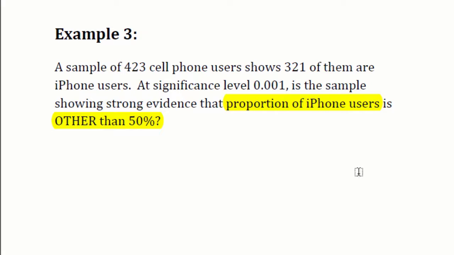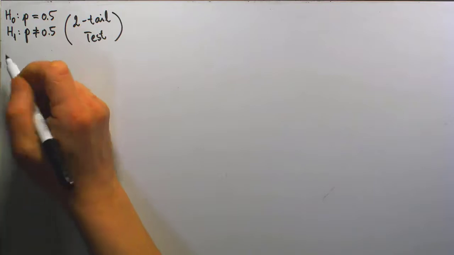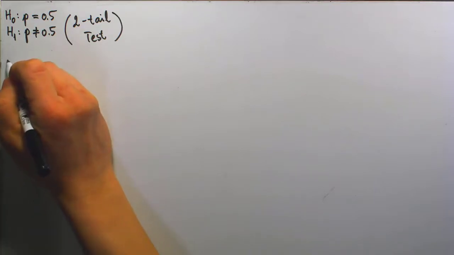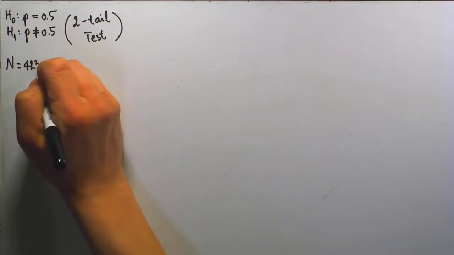So let's now get back to the wording description of the problem and extract some more information, especially regarding the sample of our problem. In here it says a sample of 423 cell phone users shows 321 of them are iPhone users. So this very beginning statement where I highlighted has all of that information regarding our sample proportion. On the board here, I can write it down that we have a sample of size 423. That is our sample size.